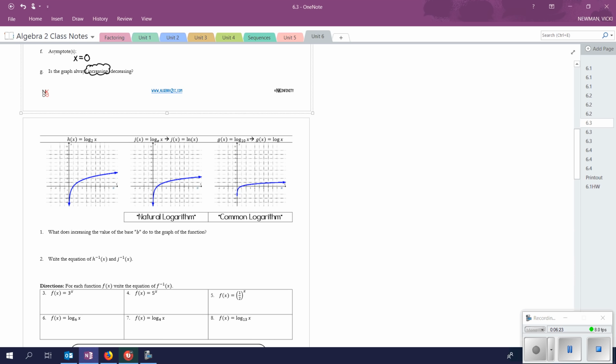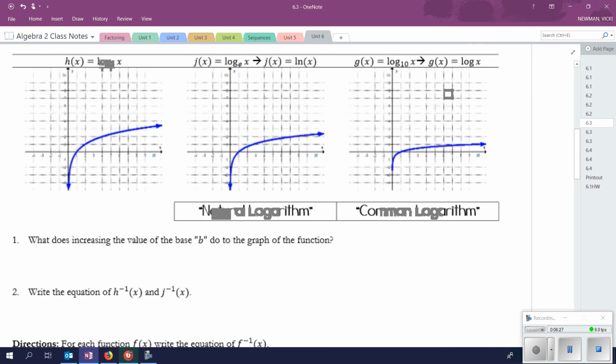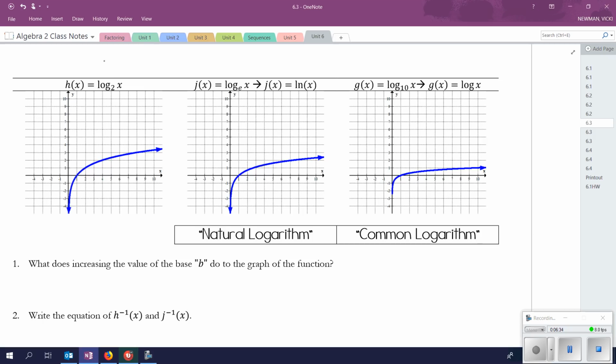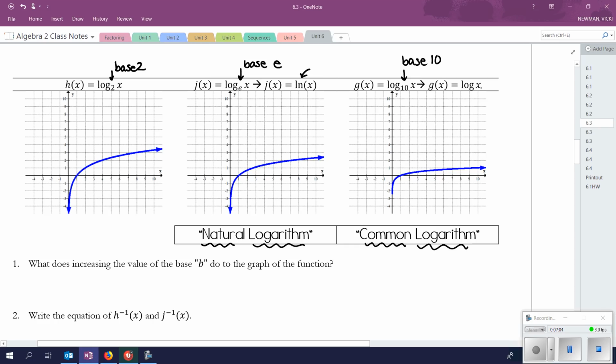Just like with every graph that we talk about, we look at their characteristics. For h, we have a base of 2, so this is what we call base 2. For j of x, that base is e, so we have an abbreviation for it, ln, meaning natural logarithm. And then with base 10, which we know is the common base, this is called the common log. We don't write the base 10 because it's understood, kind of like when we don't write an exponent of 1 or the 2 on a square root.